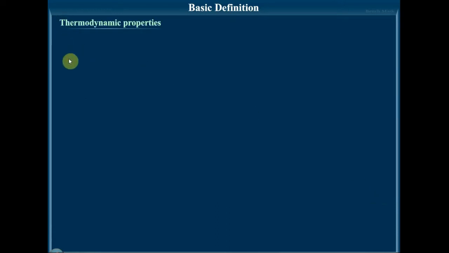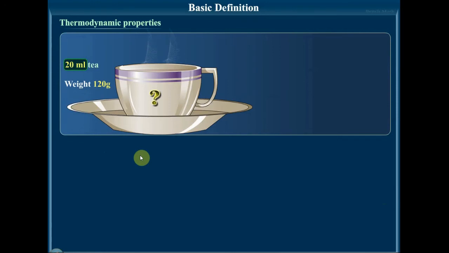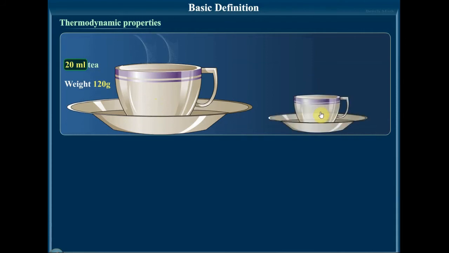Next is the thermodynamic properties. Here also there's 20 ml of tea. The mass is 120 gram. The temperature is 94 degrees Celsius. And there is another cup there. The temperature is at 94 degrees Celsius. Both are the same.